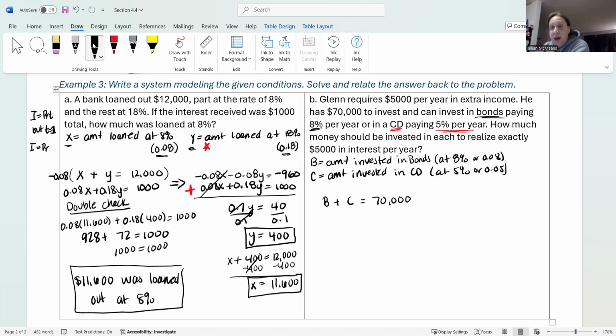Okay, next we have to address the interest, and we do want to look at earning $5,000 in interest per year. Okay, so remember, we have I equals PRT, but T equals 1. So we get I equals P times R times 1, which is really just I equals PR. Okay, that's because we're looking at 1 year's worth of interest. So to calculate the interest, you take the principal, which is going to be the amount invested in bonds, B, or the amount invested in a CD, C, multiply it by its interest rate, and then technically multiply it by 1 for 1 year. So the amount in bonds is being invested at 8%, so we're going to get 0.08.